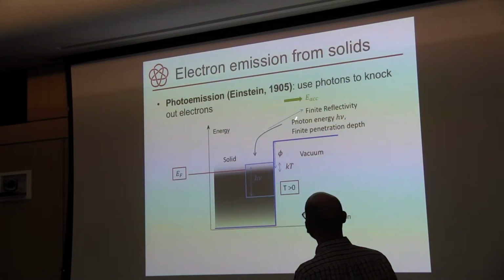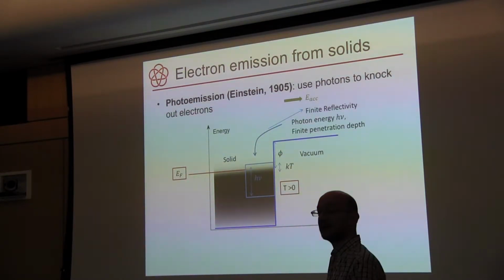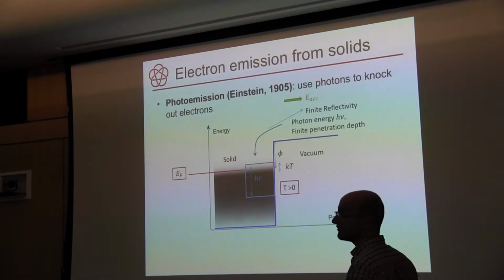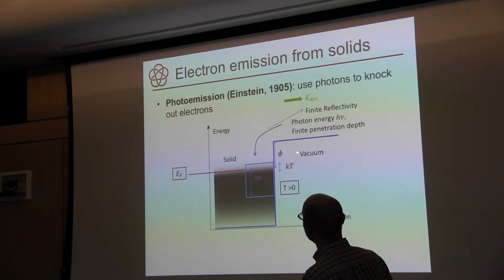So what happens is we send some laser energy of energy hν, and there's some finite reflectivity, so we bounce a little light off the surface. So we lose a little bit of light already. Okay, that's a price we have to pay.